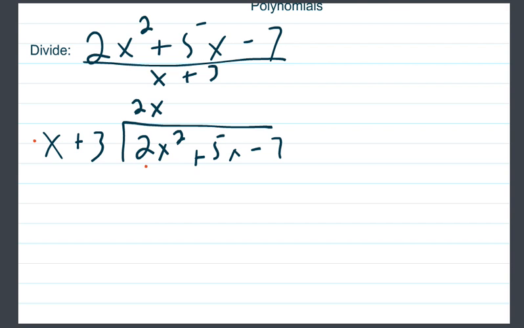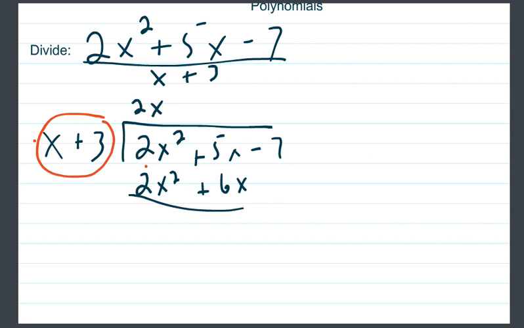Then you multiply 2x times the x plus 3. Then you get 2x squared plus 6x. So when you draw a line and you switch the signs. Now you solve. These two right here cancel out. And now you have negative 1x minus 7.